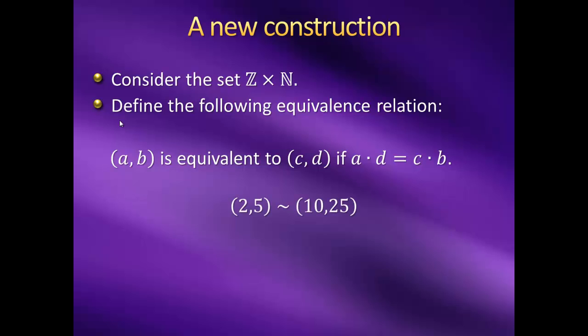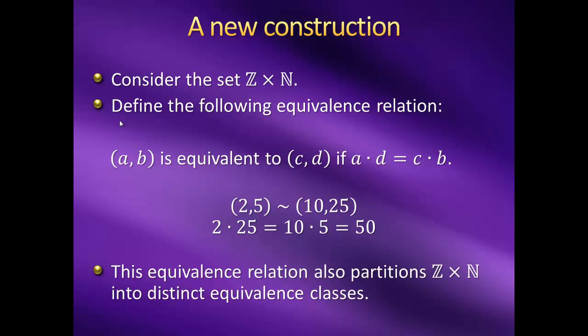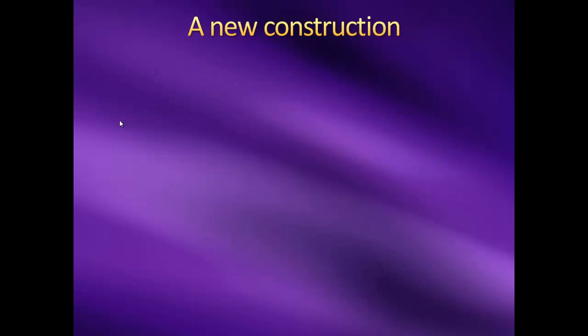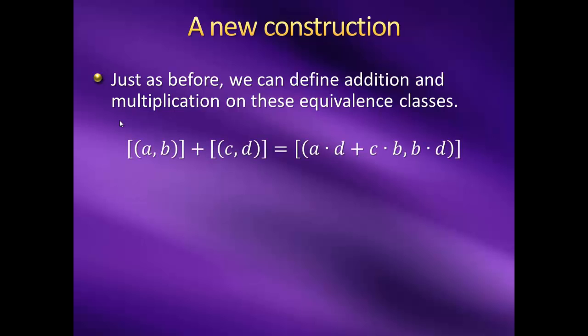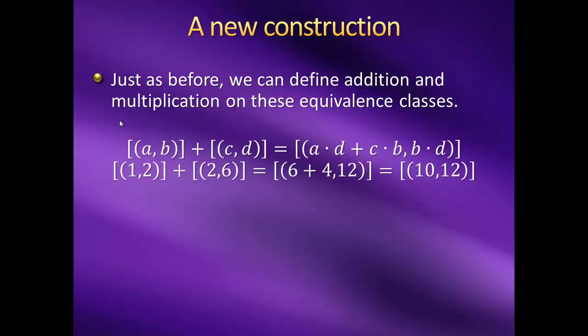So for example, (2,5) is equivalent to (10,25), since 2 times 25 and 5 times 10 both equal 50. So, of course, our set is again partitioned into a number of disjoint equivalence classes. Furthermore, just like last time, we can define the operations of addition and multiplication on these equivalence classes. This time, when we add (A,B) and (C,D), we get (A times D plus C times B, B times D). So for example, (1,2) plus (2,6) equals (6 plus 4, 12), which is (10,12).